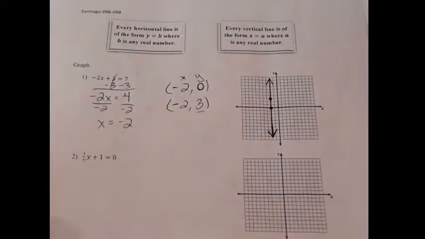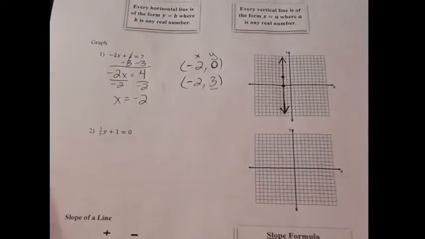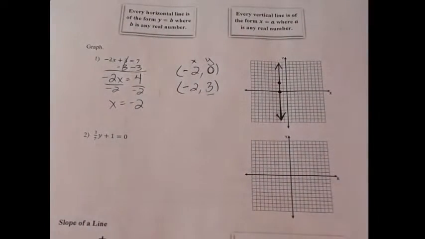All right, take number 2 home. Bring that back with you on Monday. This is 1 over 7y plus 1 is equal to 0. I want you to solve that over the weekend. Bring that back with you on Monday.